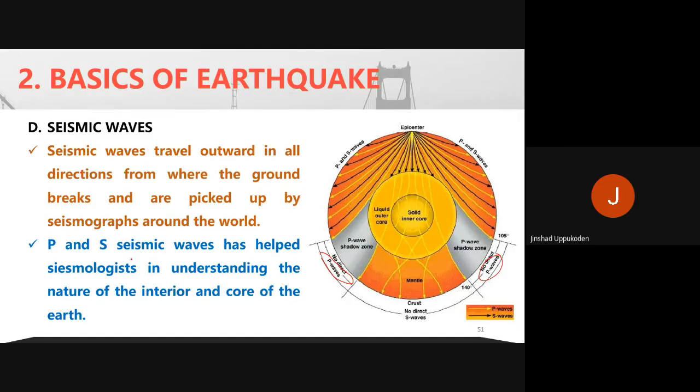So P and S seismic waves have helped seismologists in understanding the nature of the interior and core of the earth. And remember one thing: if an earthquake occurs at a point, we have a large number of seismic locations to measure the earthquake. We'll come to that measurement later. Depending upon that measurement, we may be able to identify the point of the focus or the epicenter. So depending upon that, they came to study the Earth's interior.